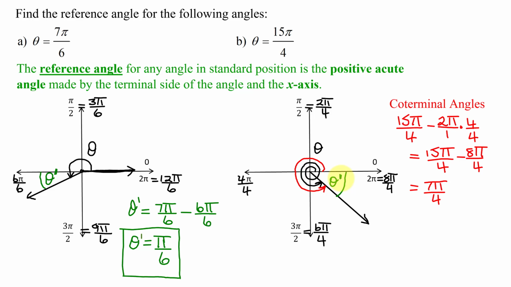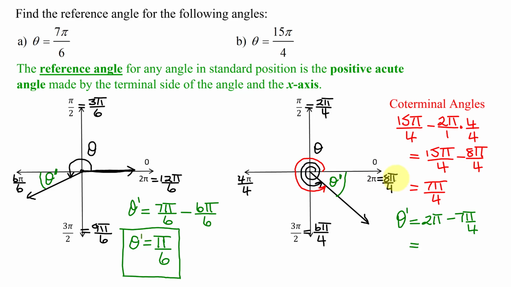And remember, the reference angle for my given angle, 15 pi over 4, and the coterminal angle of 7 pi over 4 is going to be the same. So I'm going to use 7 pi over 4 to find my reference angle. And looking at the picture, you can see that 7 pi over 4 plus my reference angle have to make up 1 complete revolution. So to find my reference angle, I'm going to have 1 revolution, or 2 pi, and I'm going to subtract 7 pi over 4 from it.